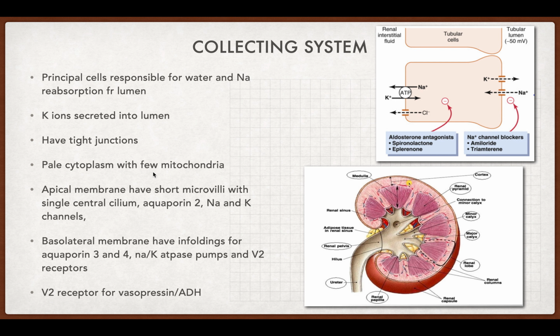And the apical membrane will have some microvilli with a central cilium, which is the main cilium. The main cilium is just the tallest one. It also has aquaporin 2 to allow water in, and potassium and sodium channels. The basolateral membrane has the infolding for aquaporin 3 and 4, along with the potassium-sodium ATPase pumps and V2 receptors. The V2 receptors are for vasopressin.